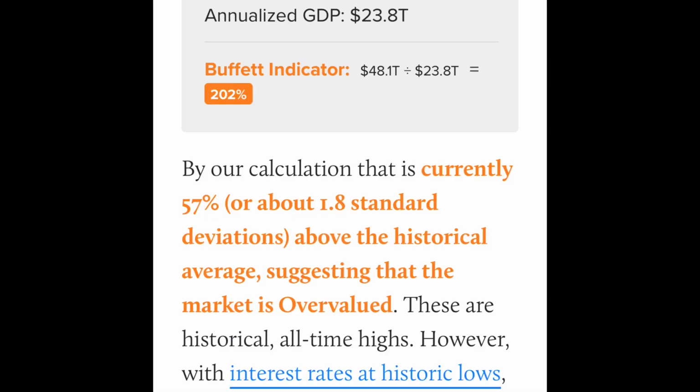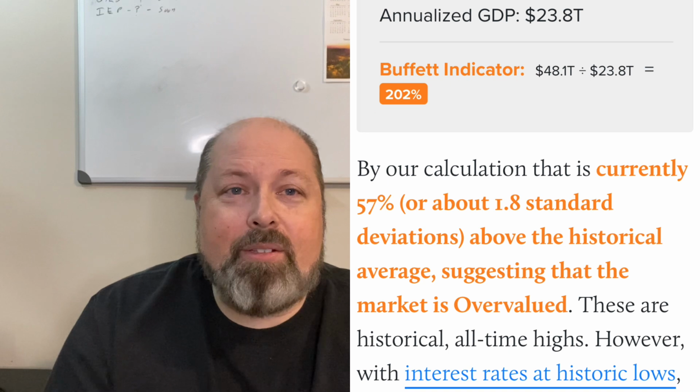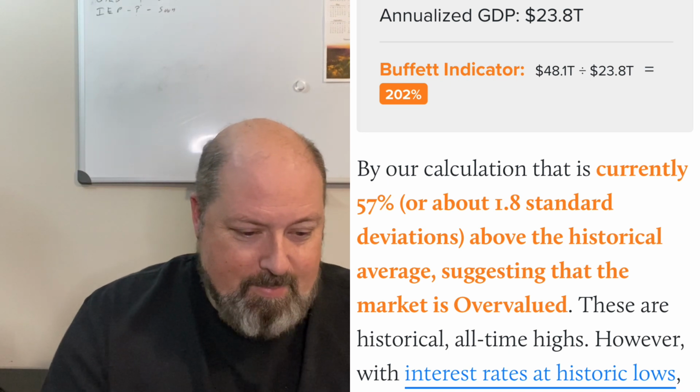Basically it takes the ratio of total U.S. stock market valuation to GDP, gross domestic product. As of January 20th, 2022, it is calculated to be, yes, you guessed it, overvalued. Surprise, surprise, right? Everything's overvalued.